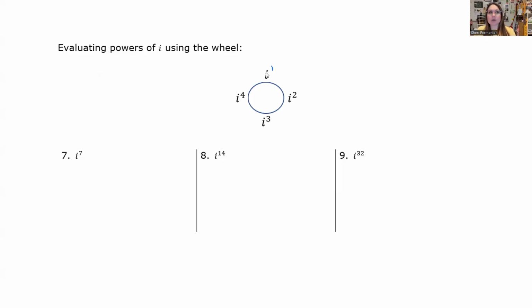So you'd get the same answer for i to the fifth, i to the sixth, seventh, eighth, ninth, 10th, 11th. So that's how we're going to get all the way up to i to the 32 power. So you just keep going around. But we have to know what each of them equal. So starting with the top, i is just i. It doesn't change. It's just i. Okay, i squared. It actually turns into negative 1.